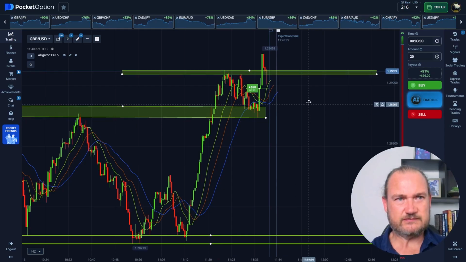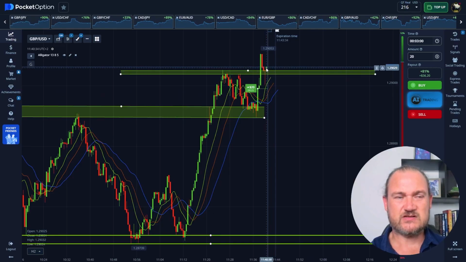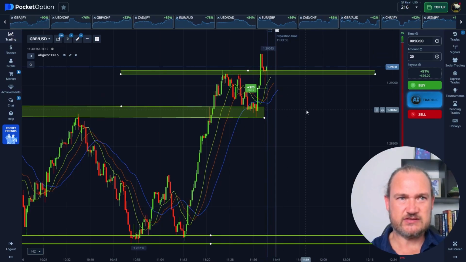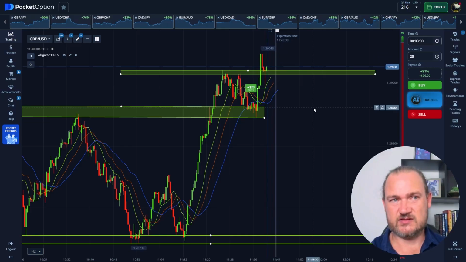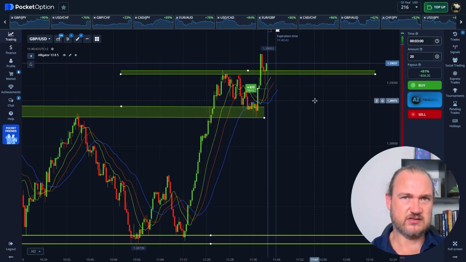And look at that. Price tried to break through it. It got pushed up all the way back to the top side of it. So now it should continue upwards. We've got a few seconds left on this trade, so we're good. We shouldn't be taken out on this trade.